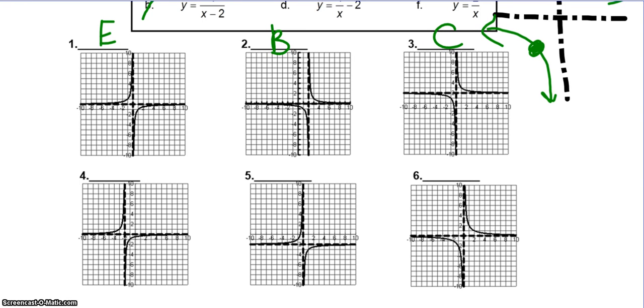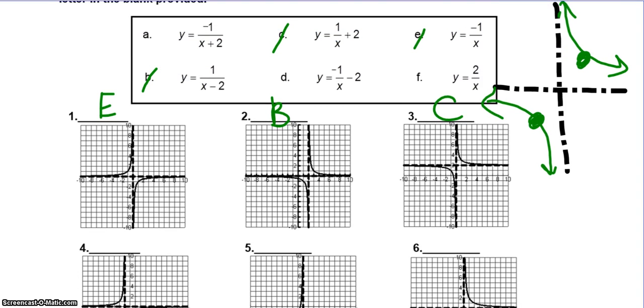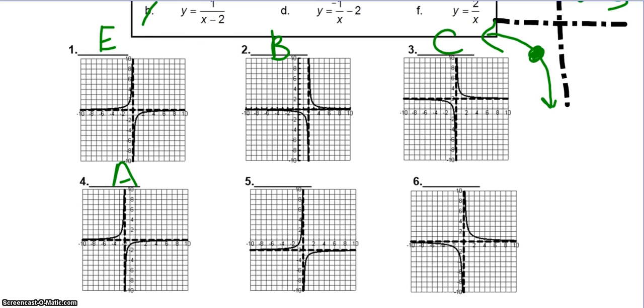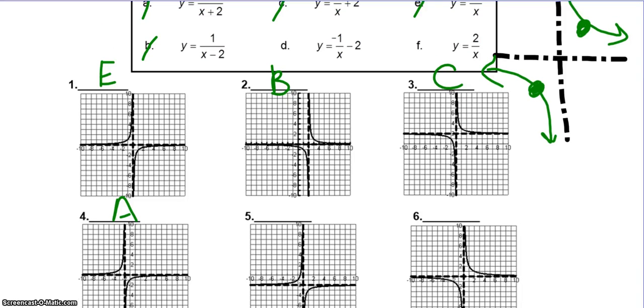Okay, number 4. Looking at this one, just like number 1, it is reflected. Not only is it reflected though, it is also shifted 2 units to the left. So remember, x is a liar, so instead of x minus 2, it'll be x plus 2. And that matches A. Alright, number 5. Again, just like number 1 and 4, it is reflected across the x-axis. It's not shifted over any, but instead it's shifted down 2 units. So we're going to have a minus 2. So that means it is D.